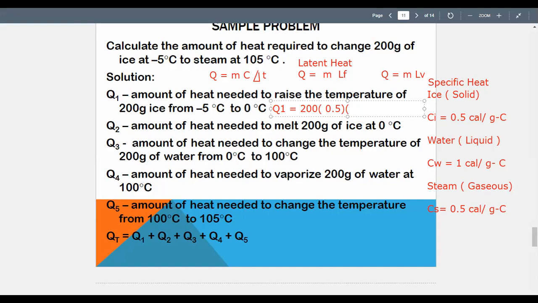So that will be 0 minus -5, because final minus initial. So negative of -5 will become +5. So +5 will be multiplied to another 5. So that will become 25. So that's 0.25, I think. Okay, can you get Q sub 1 for me, guys?